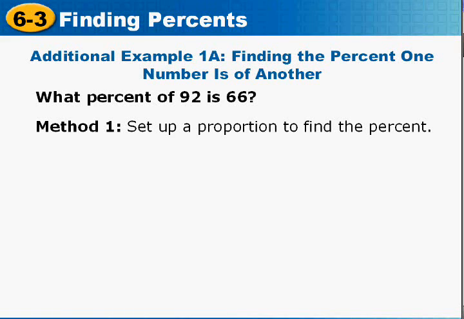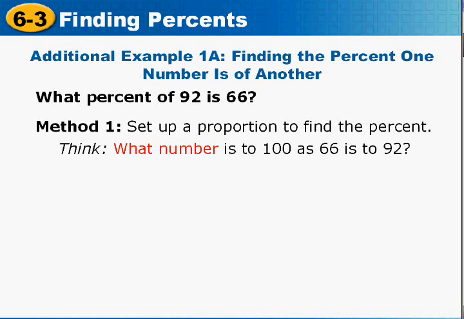Method 1 is to set up a proportion to find the percent. Think, what number is to 100 as 66 is to 92? Why would we want to put the number over 100? Because when you write percents as fractions, you can just change them to the number over 100, because percents are always out of 100. 100% is the total. So you can think, what number is to 100 as 66 is to 92? That number will be our percent, since percents you write over 100.